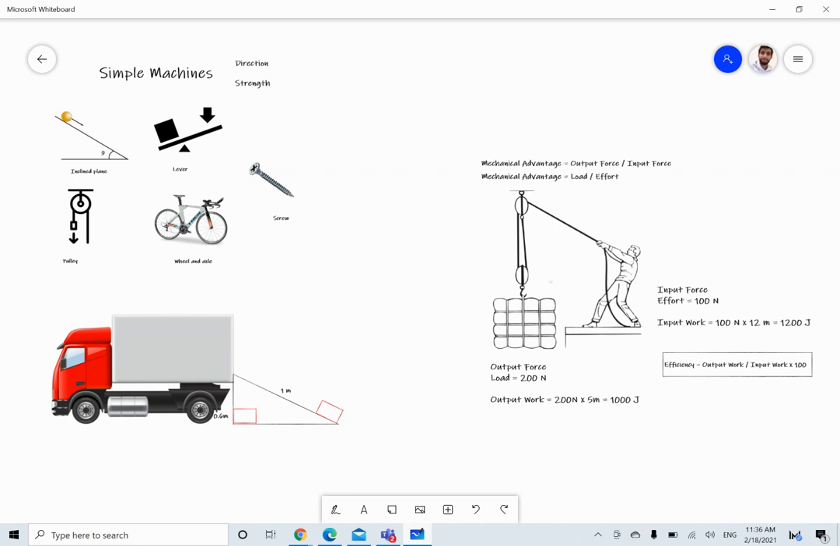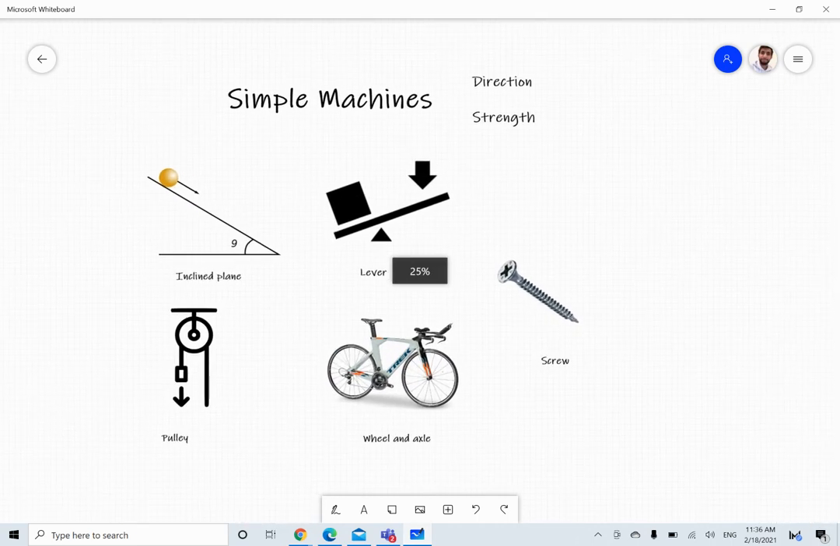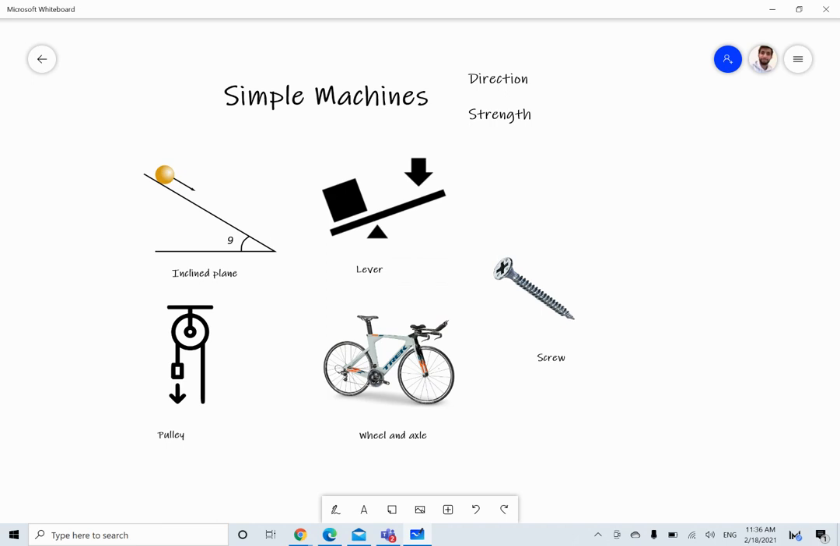In this video, we are going to discuss simple machines. We will talk about the mechanical advantage and we will also be talking about the efficiency. So let us first start talking about simple machines, try to define them and try to describe different types of simple machines.